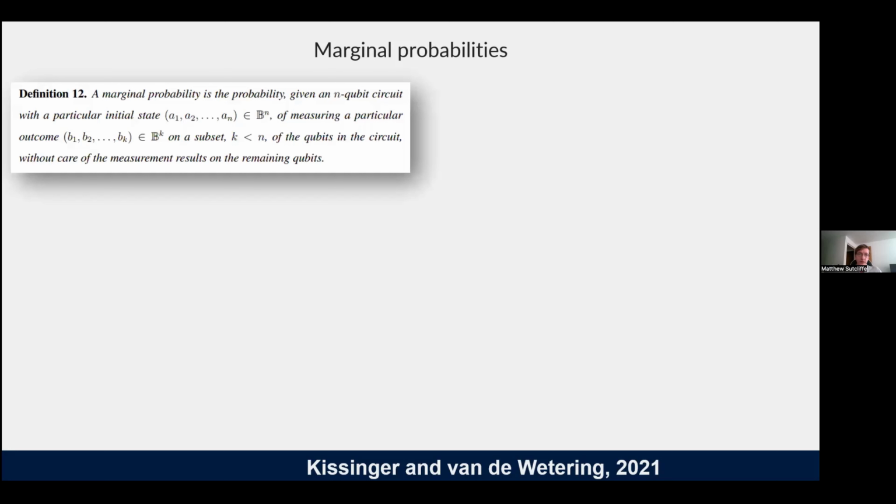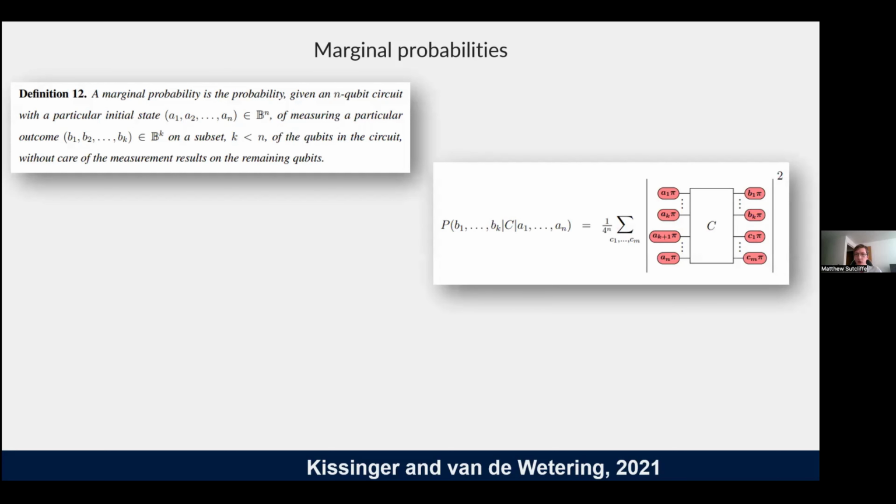Okay, so I mentioned that we can do weak simulation through strong simulation. So just briefly, how does this work? Well, we consider something called marginal probabilities, which is where we're concerned with the probability of part of the outputs. So instead of saying what's the probability that we have this particular output on all the qubits, we're just concerned with an output on some of the qubits.